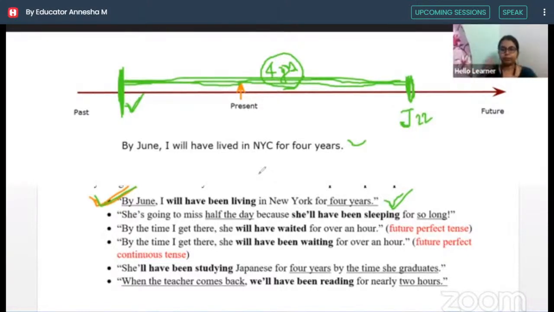Okay. Understood? Yes, ma'am. Now I understand. Yes. So उसके लिए आप बोल सकते हैं I will have completed 1 year on the Hello English app by June. Yes, ma'am. It depends on action is a perfect or a perfect continuous. Right. Exactly. Yes, absolutely. Now I understand. Right. Very good. Very good.